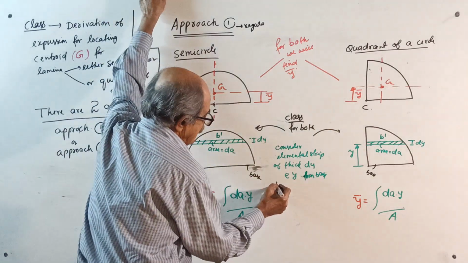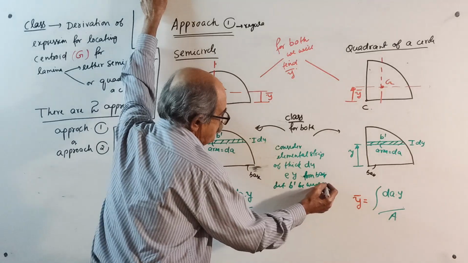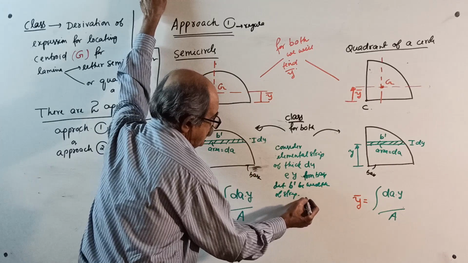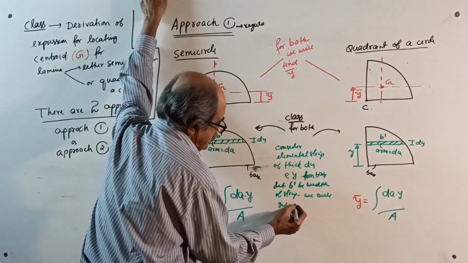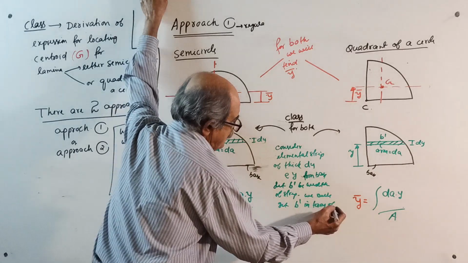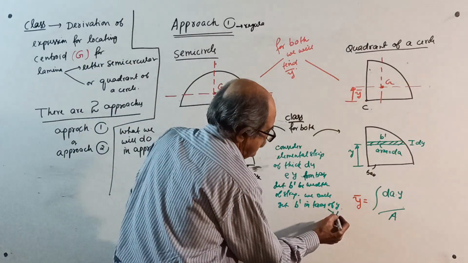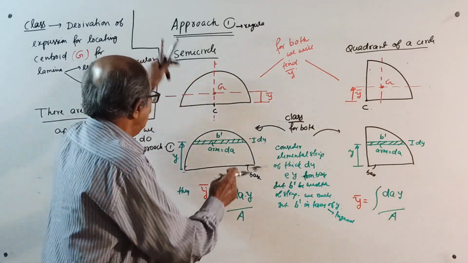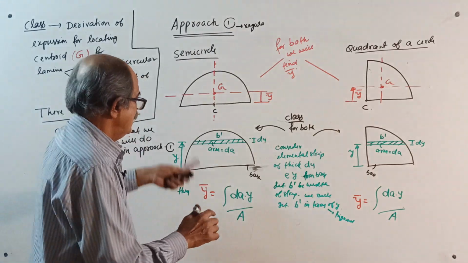Then I will write, let b dash be the width of the strip. And we will get b dash in terms of y. I will tell you how to get it using trigonometry. For both the cases, for the full strip, we will get that b dash in terms of y.